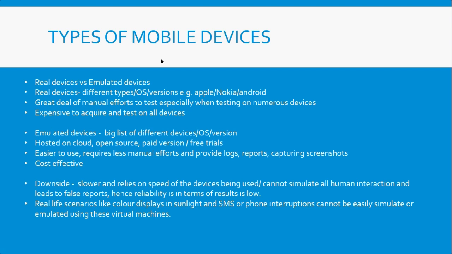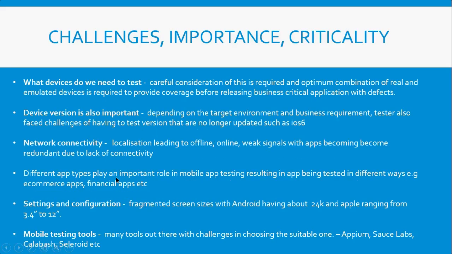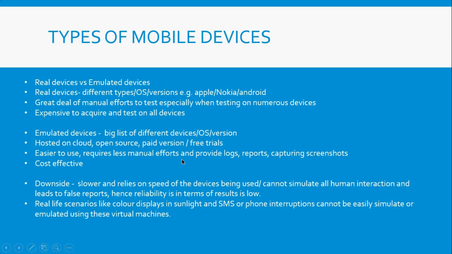Now, emulated devices give you a big list of different versions and operating systems of mobile devices. They are hosted in the cloud. They are open source. Some of them have paid versions, and some of them give you a free trial. They are very easy to use. They require less effort and provide you logs, reports, and all that. I'll be showing you an example of an emulator very soon.